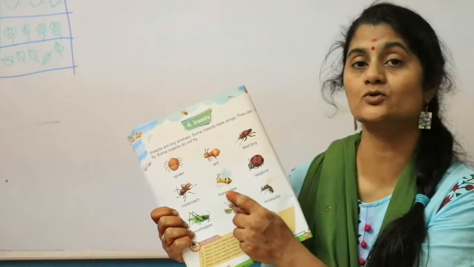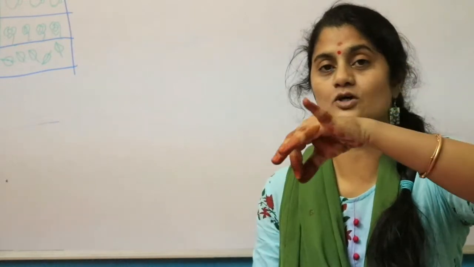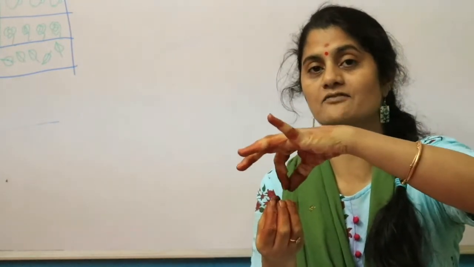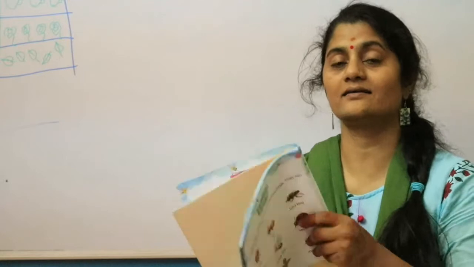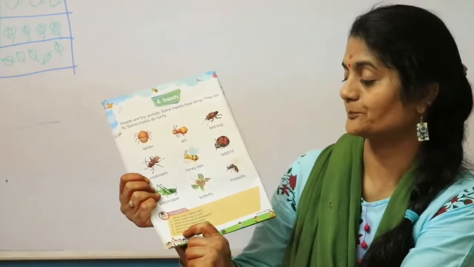What does the honeybee do? It buzzes around and it will go sit on the flowers and it will suck the honey from the flower and then it deposits it in one place. Okay, so we get honey from the honeybee.